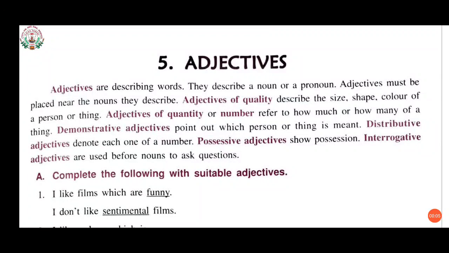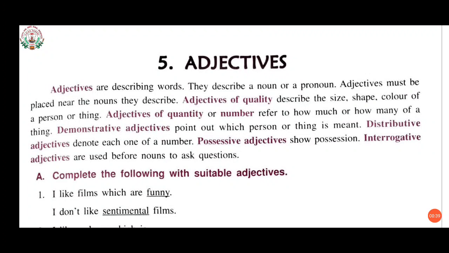Today we will continue with lesson number 5 of your grammar book, that is adjectives. Exercise work we will do today. First, I want to remind you, what is an adjective? Adjectives are describing words, as you can see in the very first line. They describe a noun or a pronoun. And adjectives must be placed near the nouns they describe.